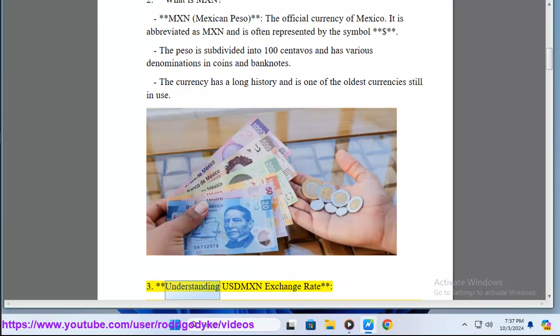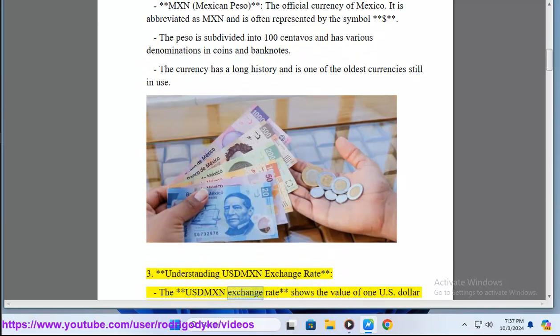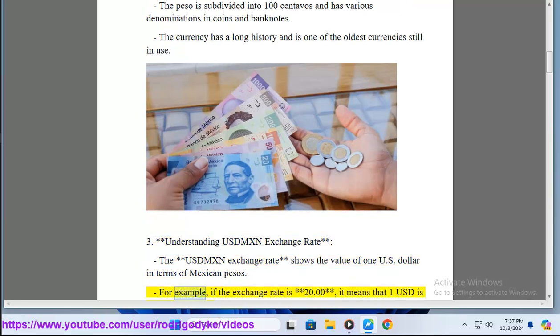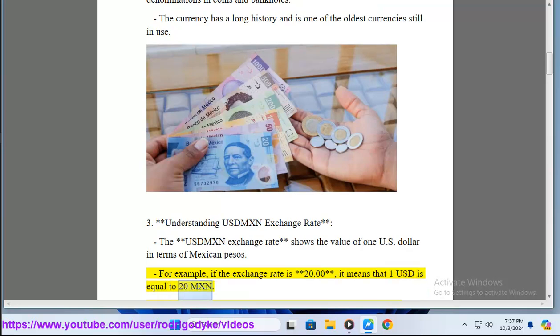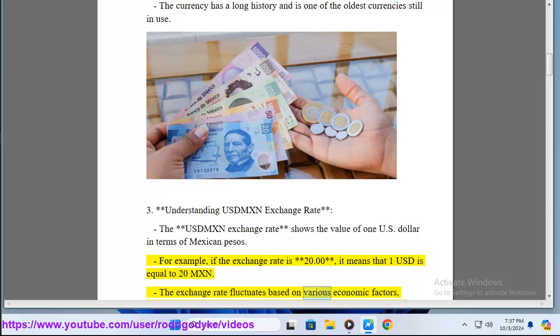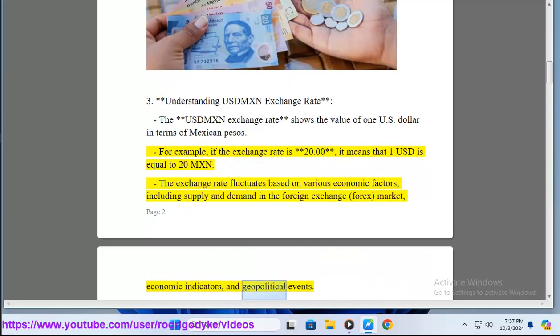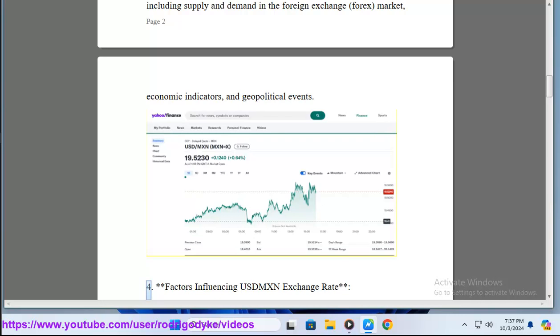3. Understanding USDMXN exchange rate. The USDMXN exchange rate shows the value of $1 US in terms of Mexican pesos. For example, if the exchange rate is 20.00, it means that $1 US is equal to 20 Mexican pesos. The exchange rate fluctuates based on various economic factors, including supply and demand in the foreign exchange, forex, market, economic indicators, and geopolitical events.